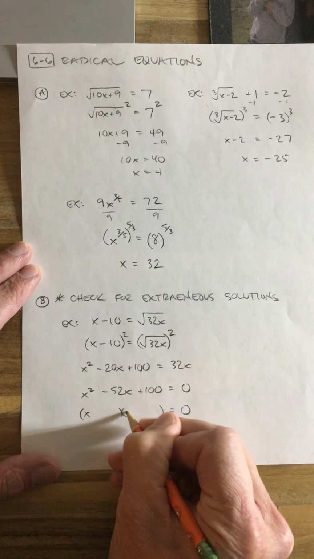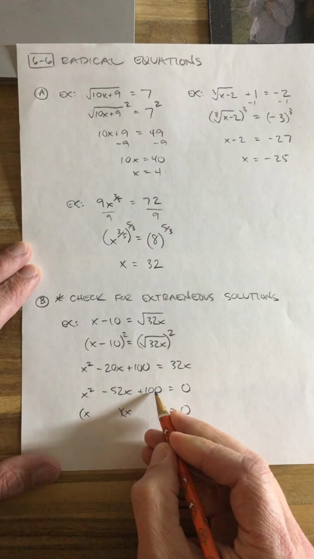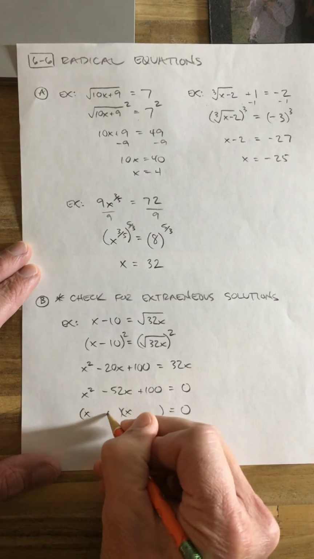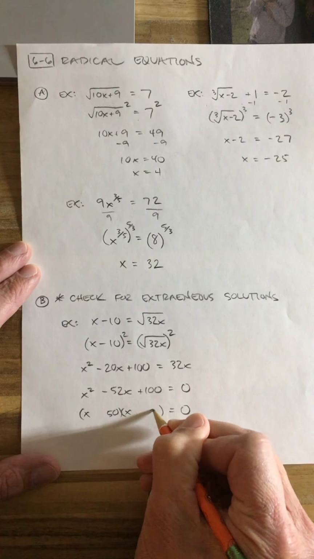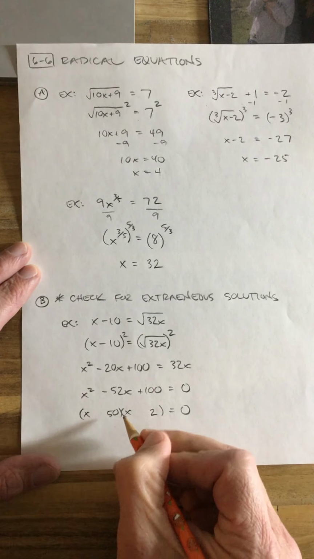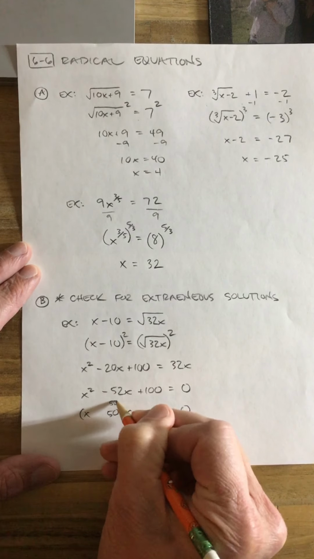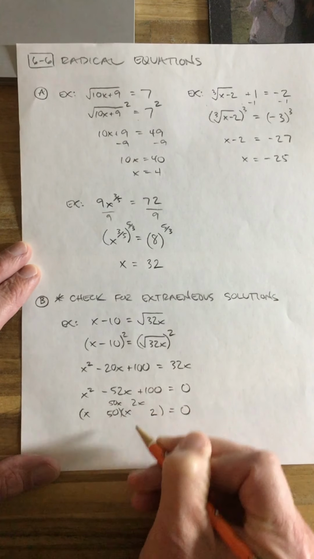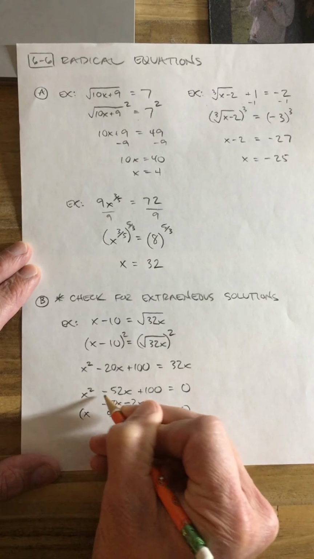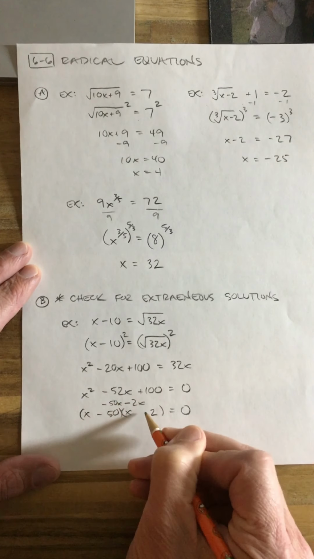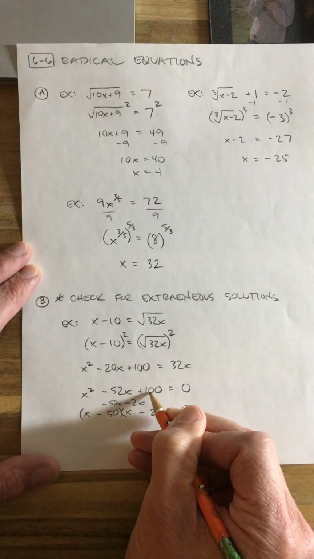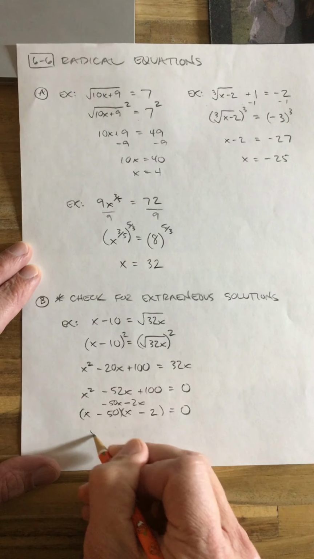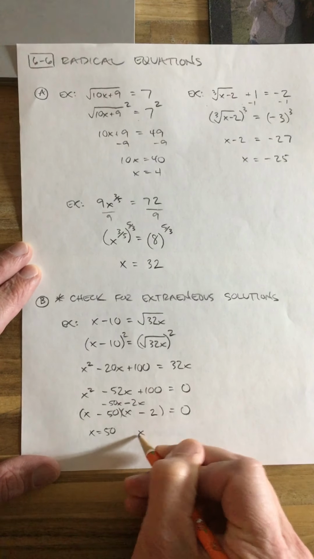Here we go, x and x. Factors of 100, I see 50 and 2. So we'll go 50 and 2. And let's go insides, 50x, and outsides is 2x. I need both of them negative to give me negative 52. So negative and negative. Multiply them, I get positive 100, I'm good. So here, x equals 50, and here x equals 2.